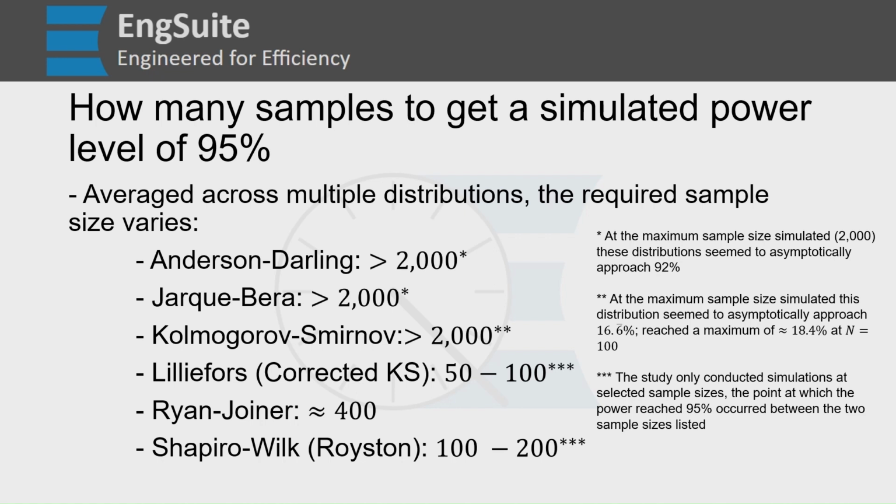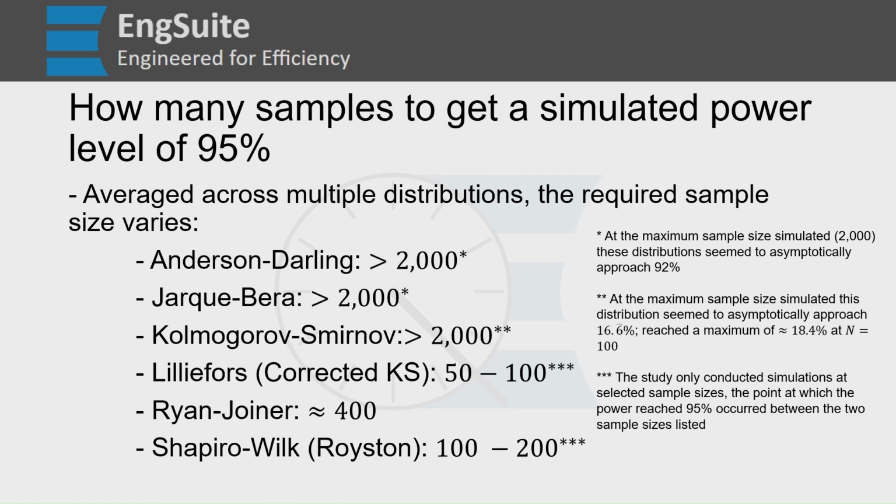Lilliefors, even though it was ranked at number 2, actually converges onto 100% very quickly, with that 95% simulated power being between the 50 and 100 mark. In this study, sample sizes weren't taken between 50 and 100, so that's why there's that range there. Further studies will be needed in order to pare that down and get a more granular view of where that actually occurs. The Ryan-Joiner gets to 95% right around 400.